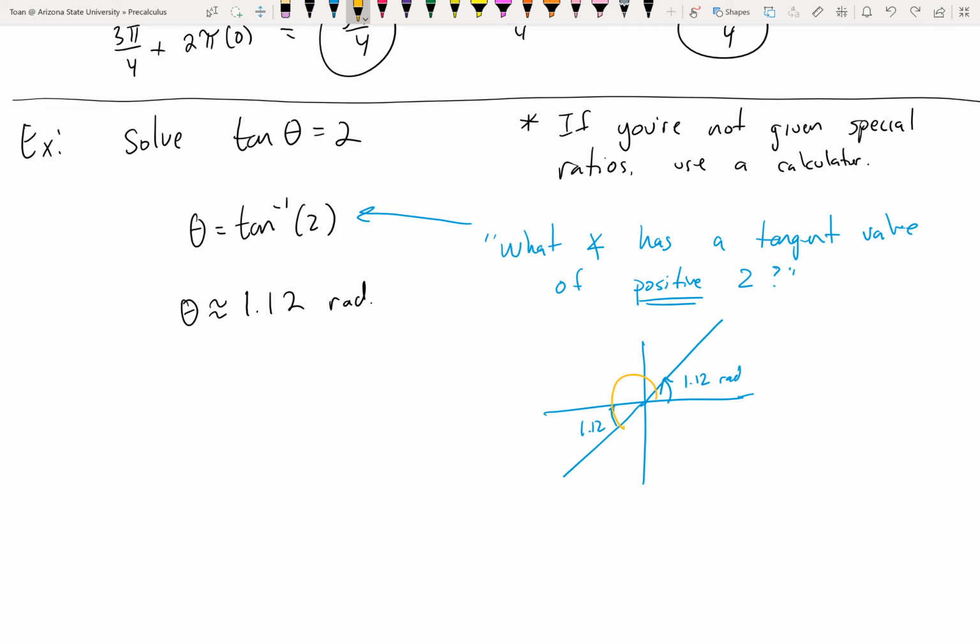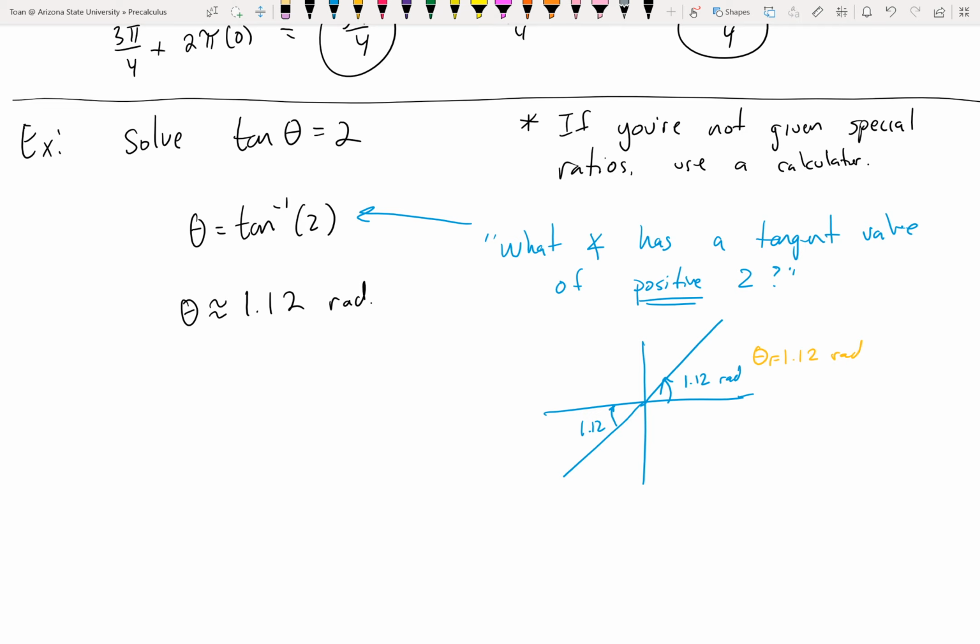So normally, that would require us to write down two general solutions, right? 1.12 radians plus 2 pi k, and then pi plus 1.12 plus 2 pi k, so on and so forth, right? So technically, we should have two separate answers here. So this answer, I'll call it theta 1, is 1.12 radians.